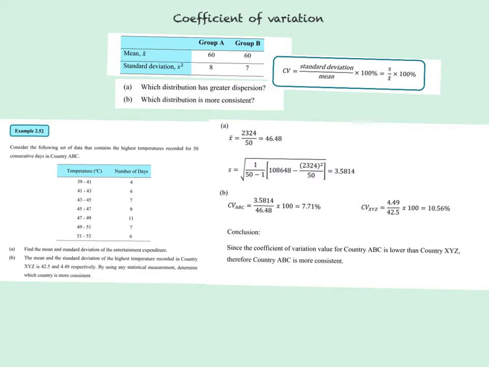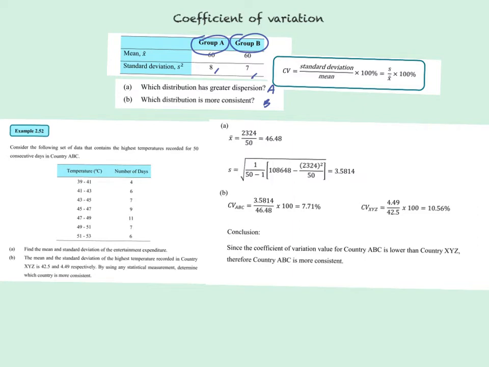As we can see here, group A and group B, the mean for both groups equals 60. Then we have the standard deviation. If we have an equal mean, we can compare the dispersion of the data directly. So based on the value of the standard deviation, it can be said that group A has greater dispersion. Meanwhile, group B is more consistent.